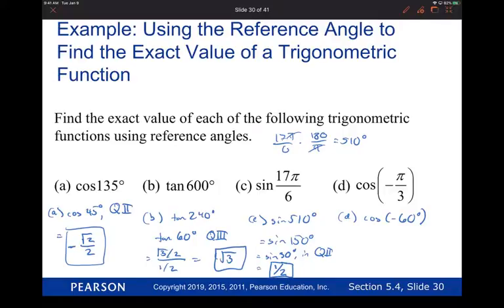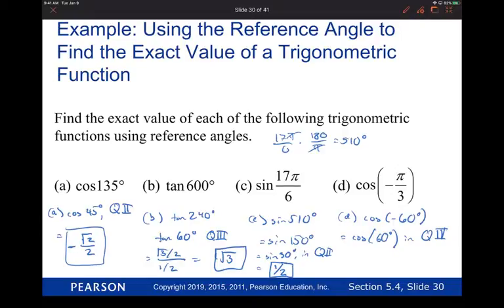If we're at negative 60, the reference angle is 60 degrees away from the x-axis in quadrant 4. So this is the same as cosine of 60 degrees in quadrant 4. So the quadrant tells us whether it's positive or negative. That's the point of quadrant. Let's go ahead and wrap this up. Cosine of 60, what's the cosine of 60?